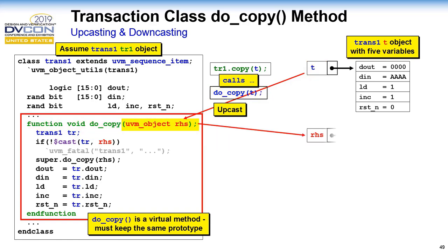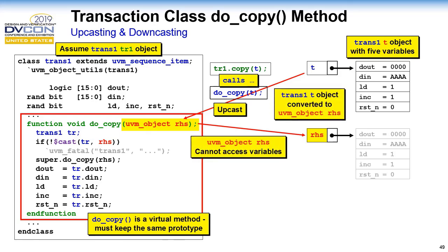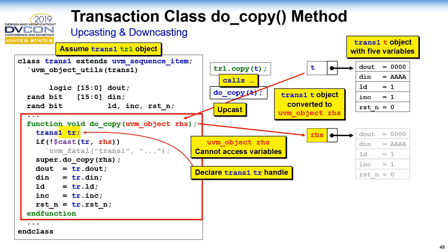And now I have an RH handle that is pointing to the object. The problem is the RH handle is a UVM object type, so it doesn't know that there are data fields in there. They're all there inside the object, but it doesn't have access to any of those data fields. And so what you do inside of your do copy is you declare a handle of the transaction type that you care about. I'm really trying to copy one of these trans1 transactions, and I'm going to copy it to a local handle called tr inside of my do copy.